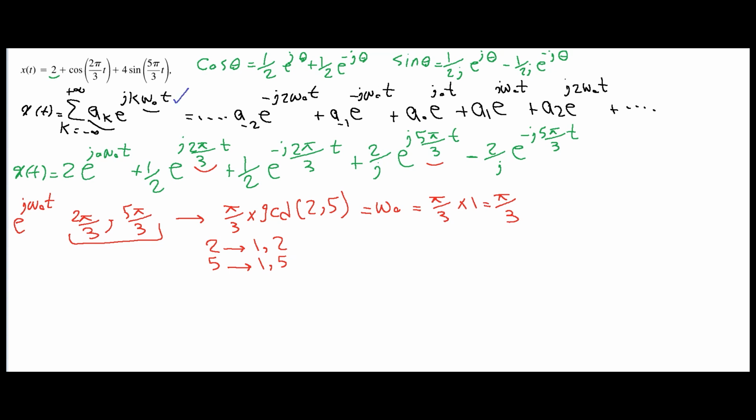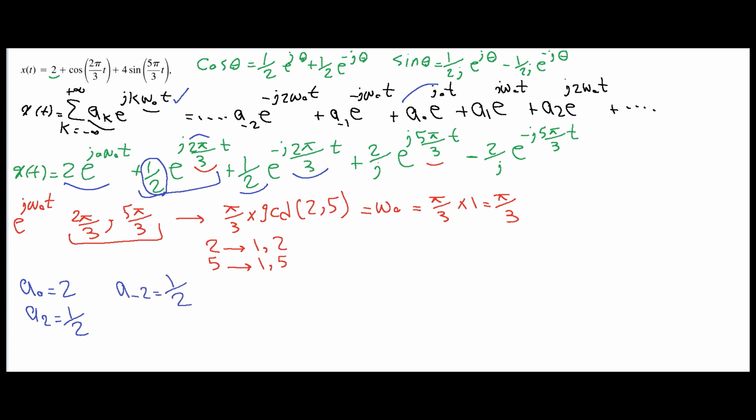Now we compare each exponential term with the standard Fourier series expression. The constant term corresponds to a0, which is equal to 2. The exponential term e to the power of j 2πt over 3 is equal to e to the power of j 2 omega 0 t. Therefore, a2 is equal to 1/2. Similarly, a minus 2 is also equal to 1/2.